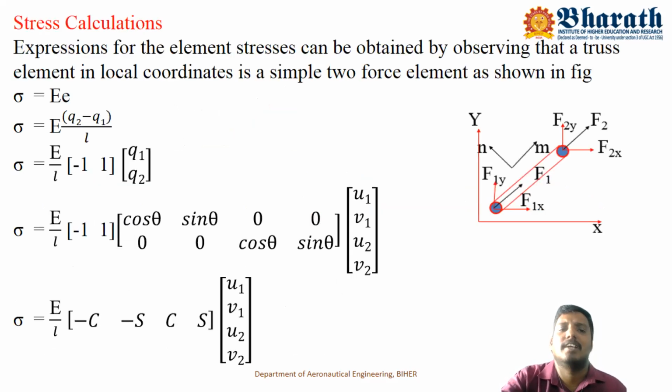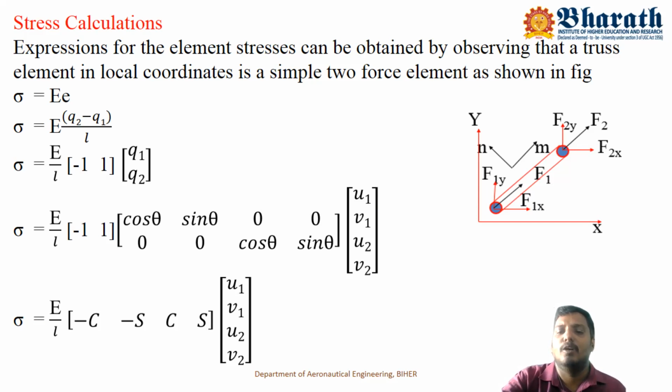Then how do we do the stress calculation? The expression of the element stress can be obtained by observing the truss element in local coordinate system, which is like a simple two force element as shown in figure here. Node 1 and 2, it is subject to only axial force. The force is resolved in two components, horizontal force as well as vertical force. According to Hooke's law, when a material is loaded within elastic limit, the stress induced in the material is directly proportional to strain. This proportionality constant is called Young's modulus. Therefore, stress can be written sigma is equal to capital E into small e, where small e indicates your strain. That means change in dimension by original dimension.